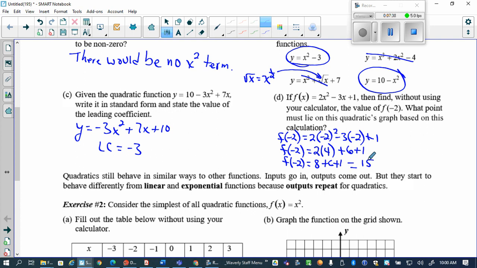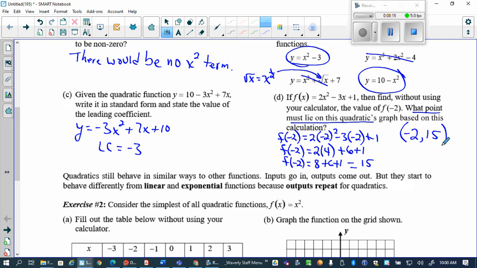Okay. So we had an input of what? Negative 2. And the output was? Okay, so they want us to write a point that must lie on this. Didn't we just find a point, like x comma y? So negative 2, 15, right? Remember input comma output, x comma y? Right, so if we plugged in that input and got that output, we know that that point is on the graph of this thing. Okay?